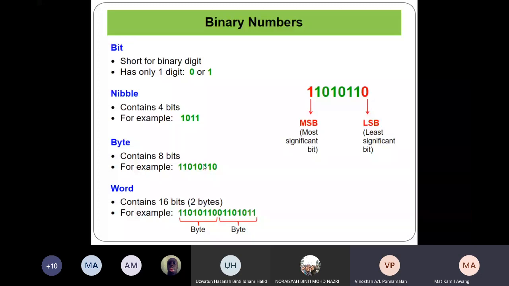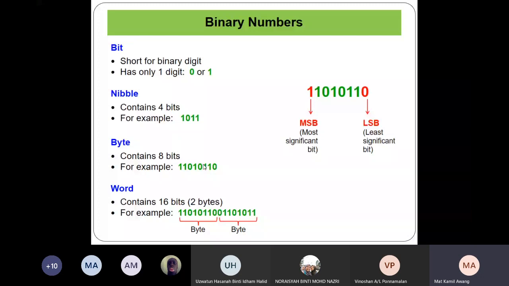So for example, your hard disk, you call it 1 terabyte or 1 gigabyte. Remember? Or your USB storage, you have 32 gig. Gigabit or gigabyte. And a word is actually 16 bits. One word is equivalent to 2 bytes. 1 byte is equivalent to 2 nibbles.